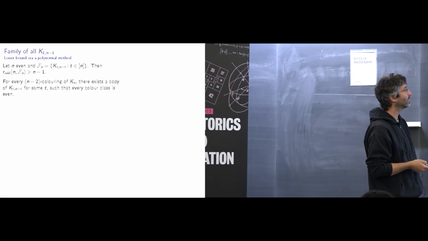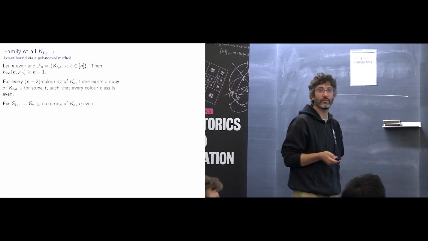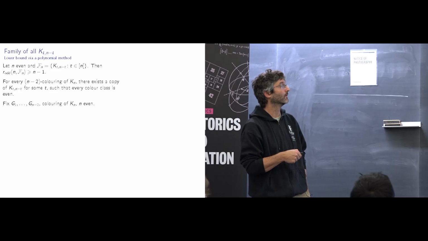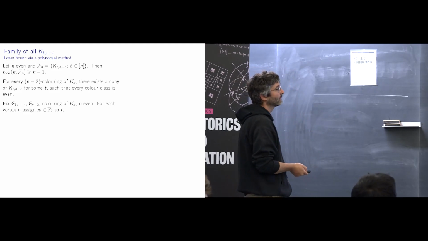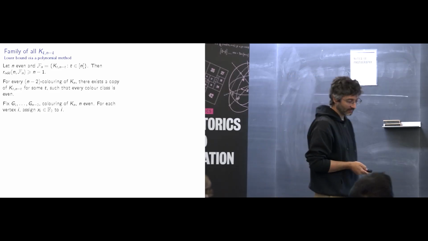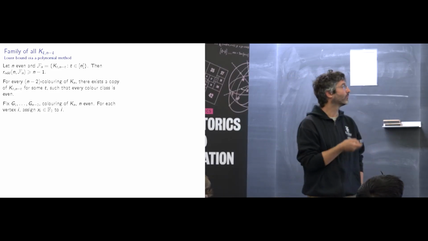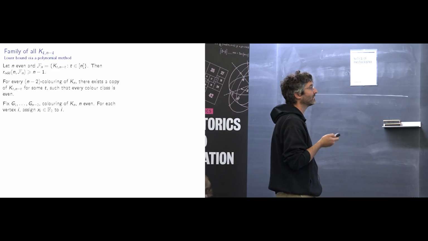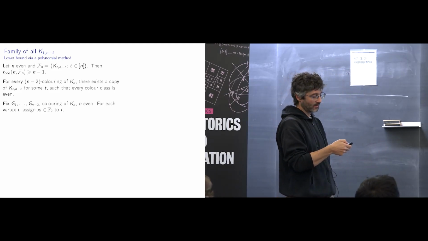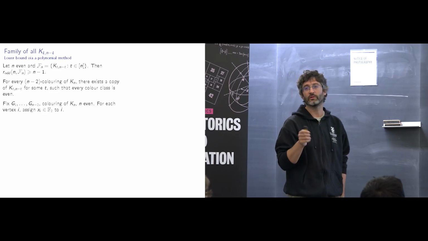So how do I prove that? Okay, first thing you do, you fix a coloring. N minus 2 colors, you fix the coloring of Kn with n even. And I'm doing something a bit unexpected: for every vertex, so 1 to n, I'm going to assign one value, x_i, from the finite field of two elements, so 0 or 1.